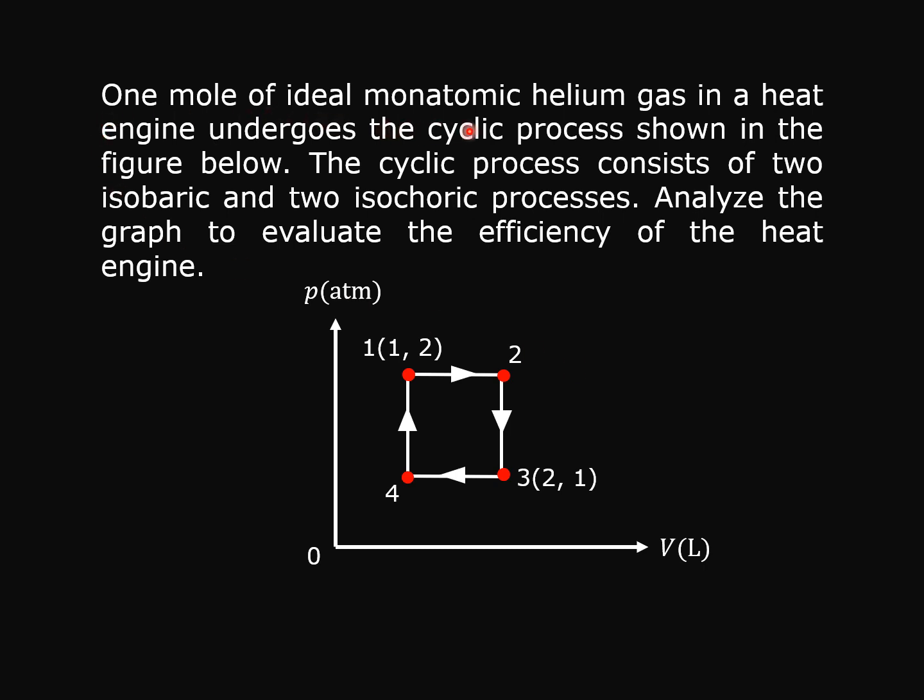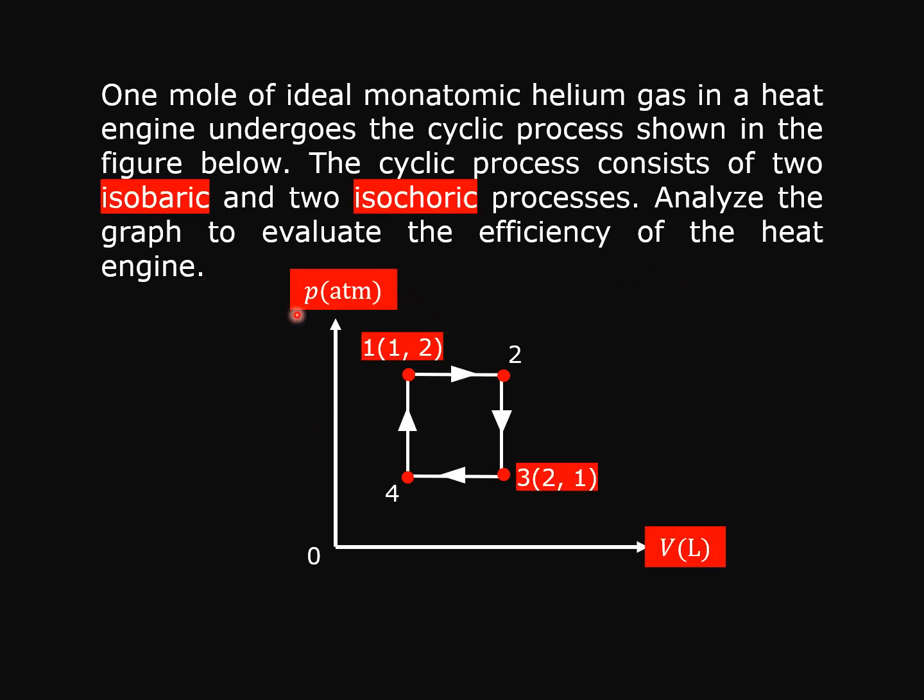1 mole of ideal monoatomic helium gas in a heat engine undergoes the cyclic process shown in the figure below. The cyclic process consists of 2 isobaric and 2 isochoric processes. Analyze the graph to evaluate the efficiencies of the heat engine.